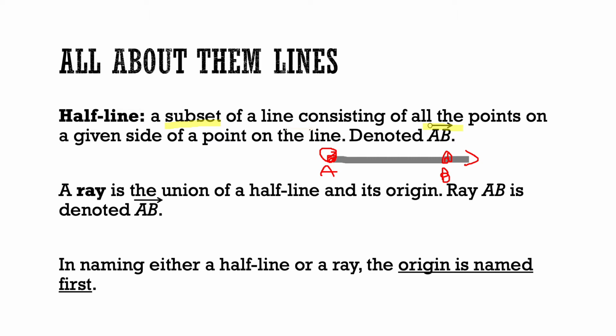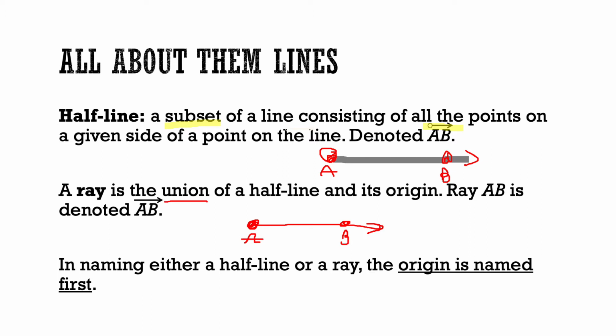A ray is your half line, and it includes the origin. Okay, so when it has that union, it means it includes, and it's denoted AB with the arrow on top. Now notice this arrow does not have an open circle because it does include A. So here is my closed circle A and my closed circle for B. Okay, we're going to pretend like that's a decent A.